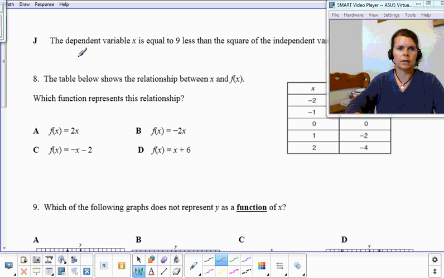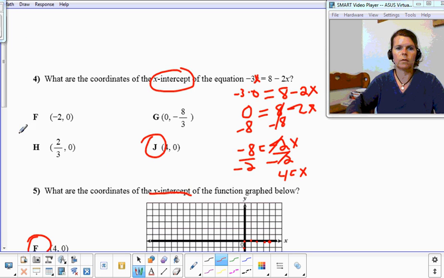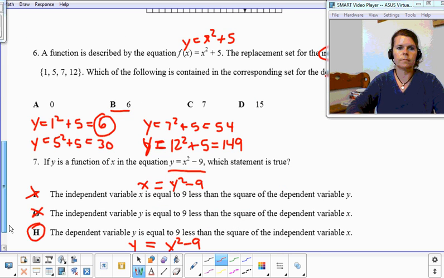And j got cut off. Maybe it's on the next page. Yeah, it's right up there. The dependent variable x. Well, x isn't the dependent variable. Okay, so again, write what you did wrong on number 7.